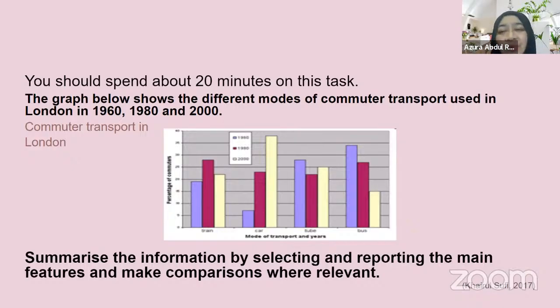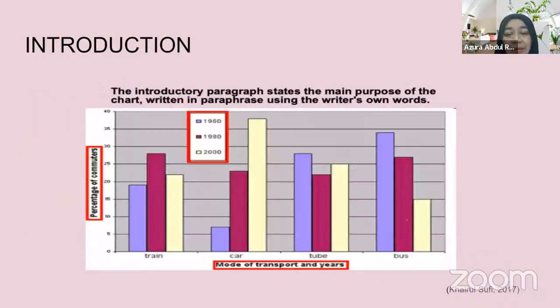So make sure that when you're writing out your introduction, you are paraphrasing the line there, okay? Because it will be given to you, so just paraphrase it. Use other words for it. Okay, next one. All right, introductory phrase states the main purpose, percentage of commuters, modes of transport, and years. So actually this is a repetition.